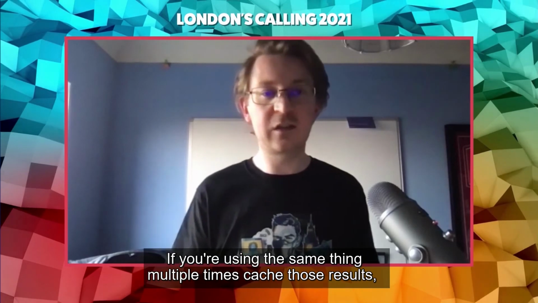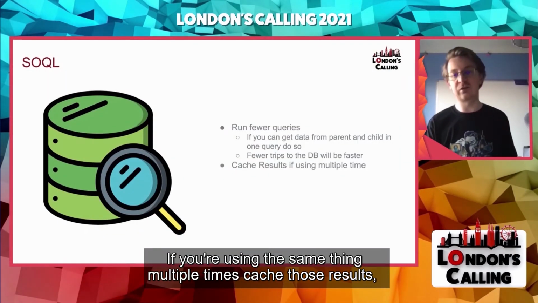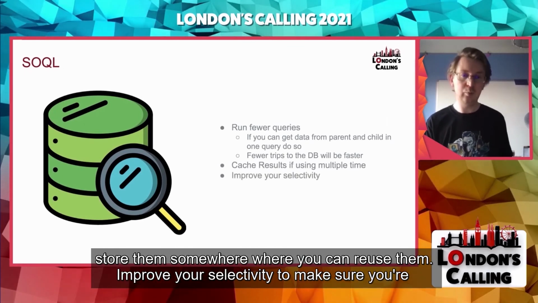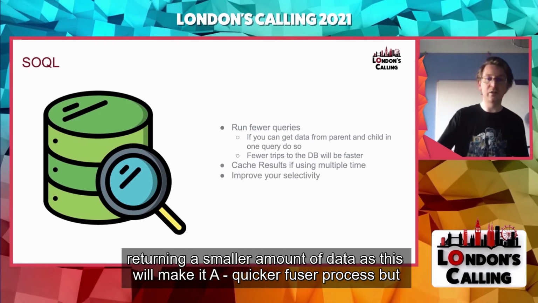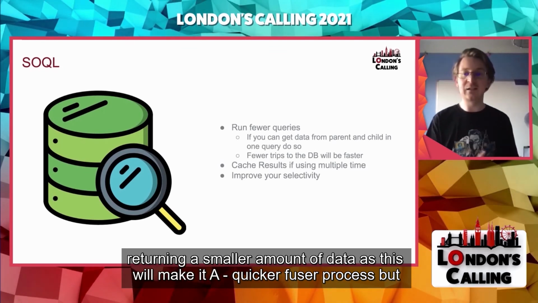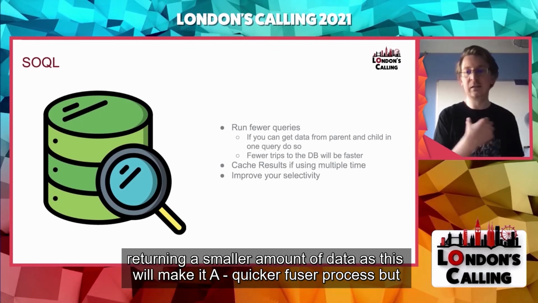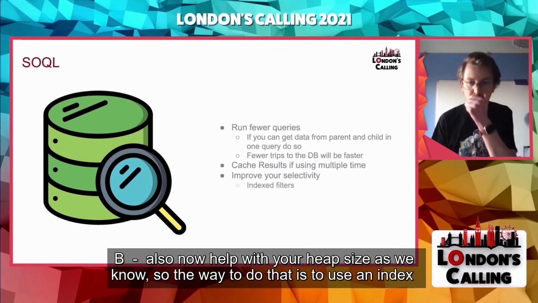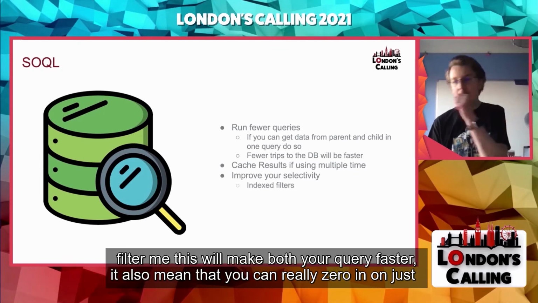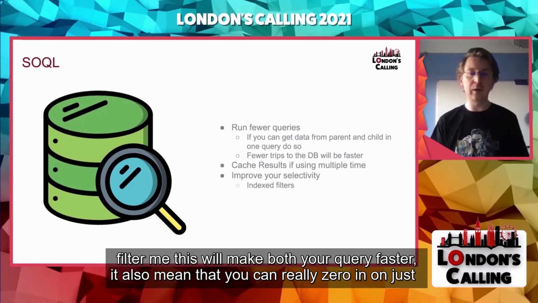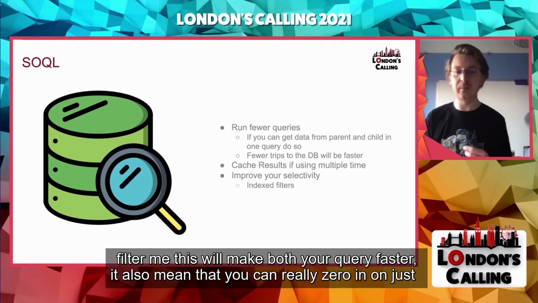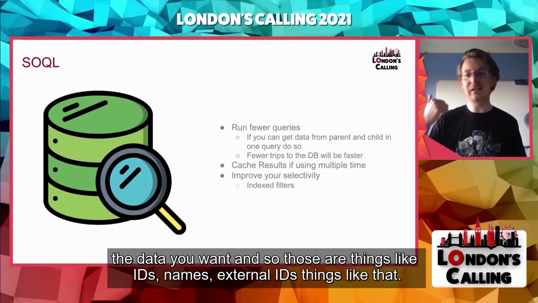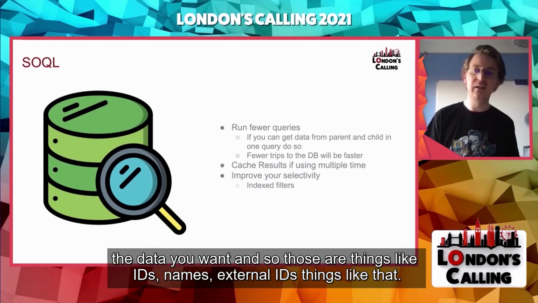If you're using the same thing multiple times, cache those results. Store them somewhere where you can reuse them. Improve your selectivity to make sure you're returning a smaller amount of data, as this will make it, A, quicker for you to process, but B, also help with your heap size, as we know. The way to do that is to use an index filter. This will make your query faster, but also mean that you can really zero in on just the data you want. Those are things like IDs, names, external IDs, things like that.